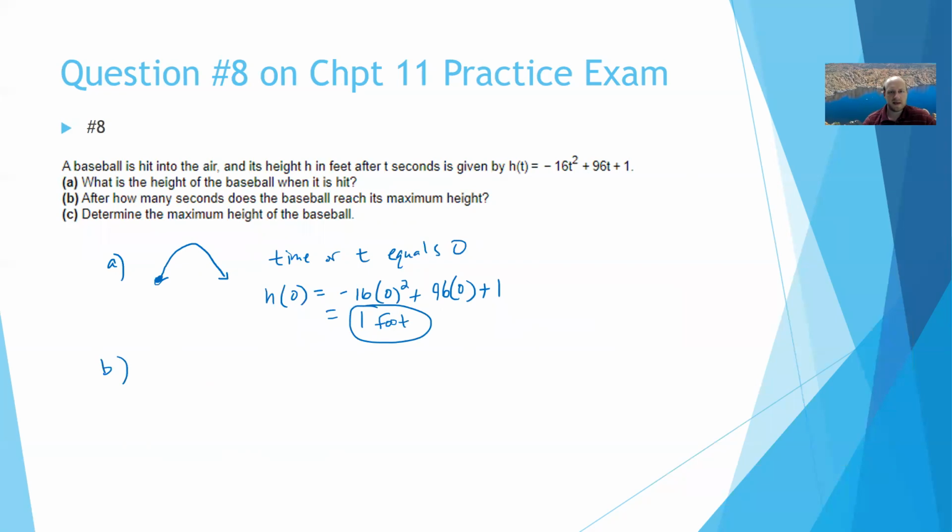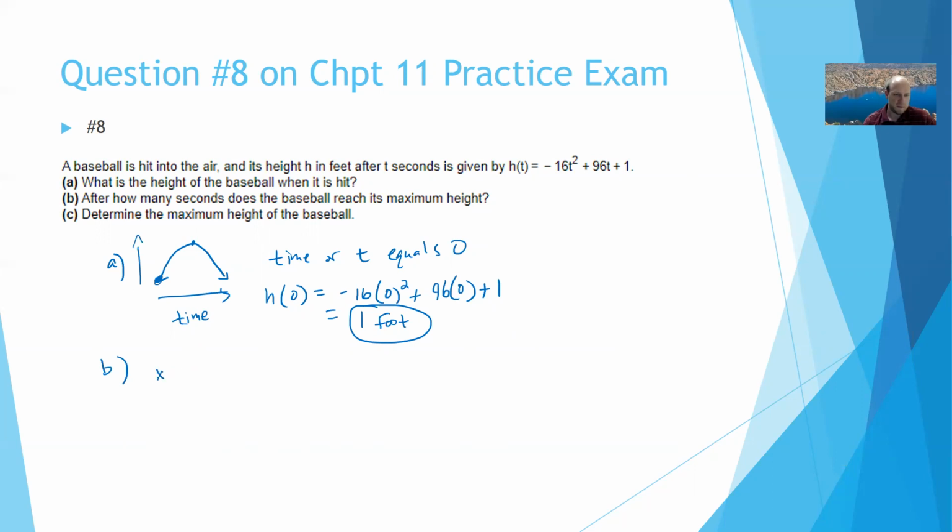After how many seconds does the baseball reach its maximum height? Well, the maximum height would be up here, right? After how many seconds does it do that? In order to figure that out, we need to figure out the vertex. If you think about this, the height is going to be on your y-axis and the time is going to be on the x-axis. So we would need the x value of the vertex to find the maximum height.